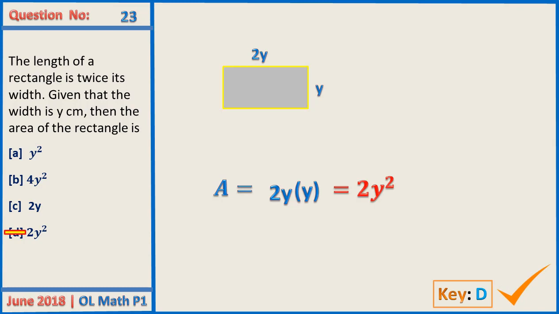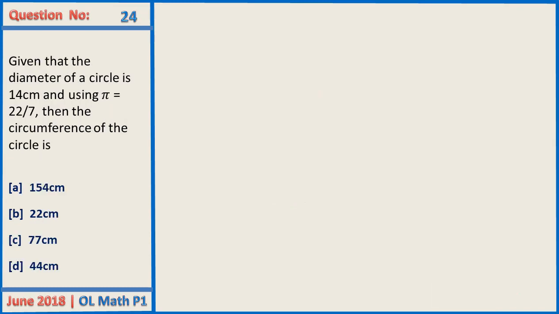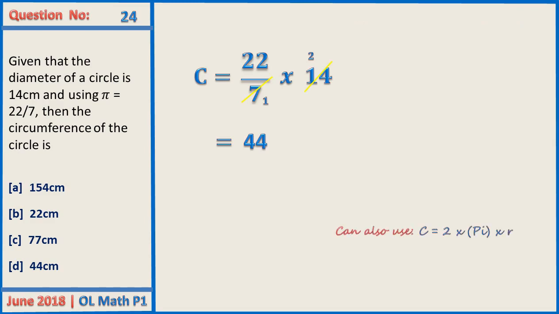Question 24. Given that the diameter of a circle is 14 centimeters and using pi equals 22 on 7, find the circumference. Circumference is the same as pi times diameter. That gives us 22 on 7 times 14, which is equal to 44 centimeters. Recall that circumference is also the same as 2 times pi times radius. Our key here is D.